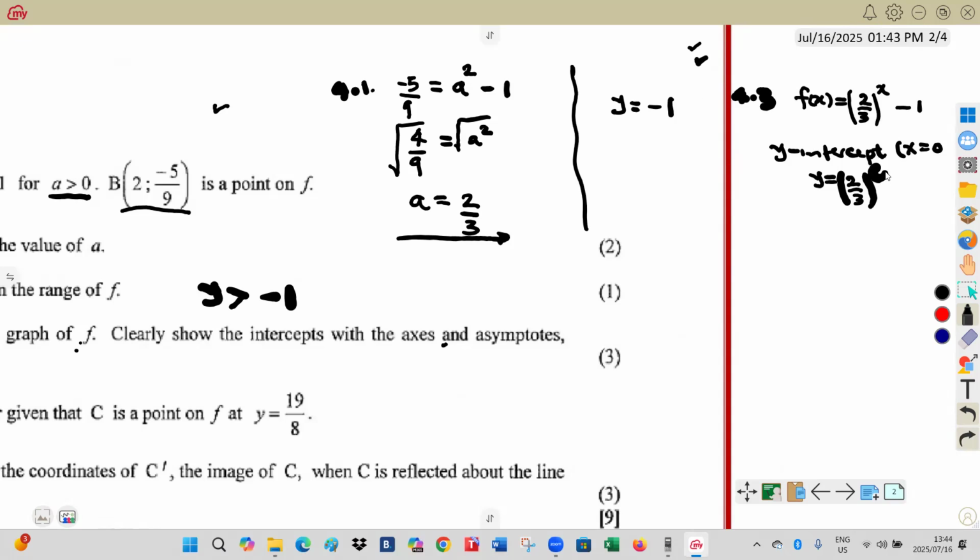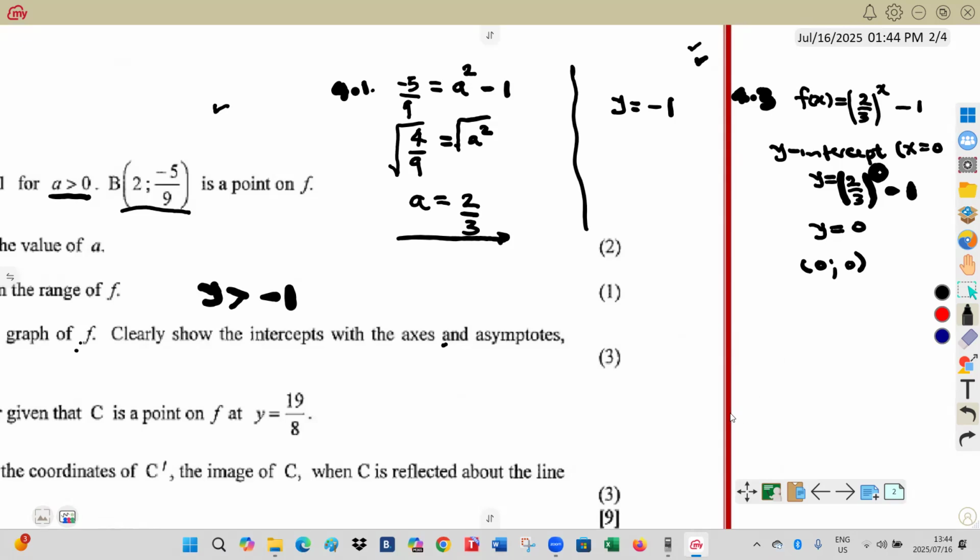The power 0 minus 1. So we can punch that on your calculator. So it means y is equal to 0. So our intercept there is at 0, 0.